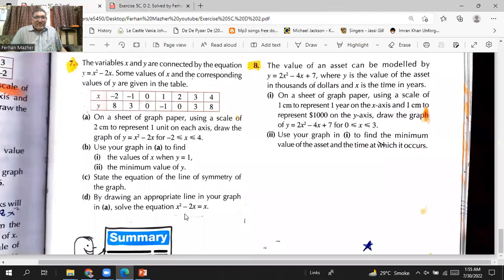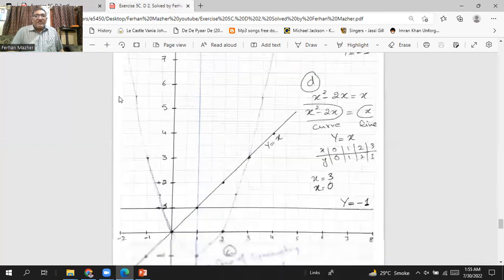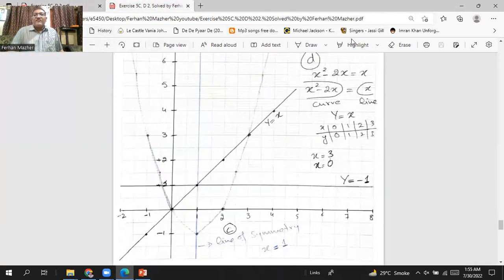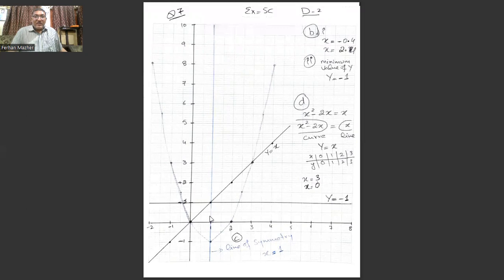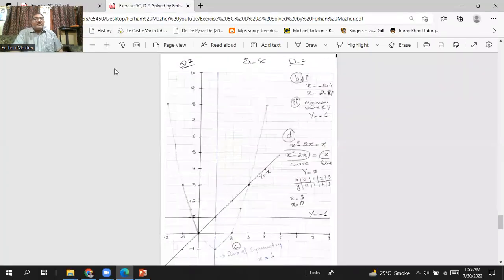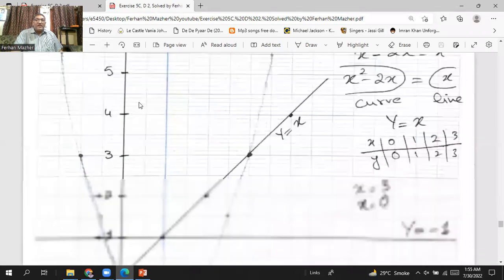Okay, then their question is state the coefficient of the line of symmetry of the graph. So the line of symmetry is always a vertical line, and it passes through the turning point. And you can see I've drawn that line of symmetry here. And the equation of the line of symmetry, because it's a vertical line, will be x equals 1. So let me increase the size so I can show you more clearly.